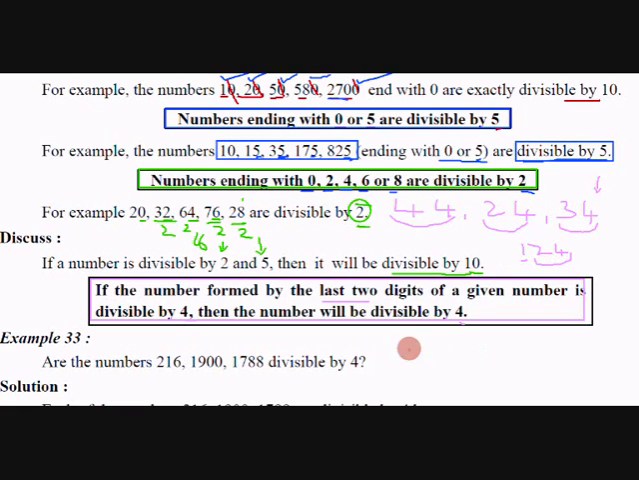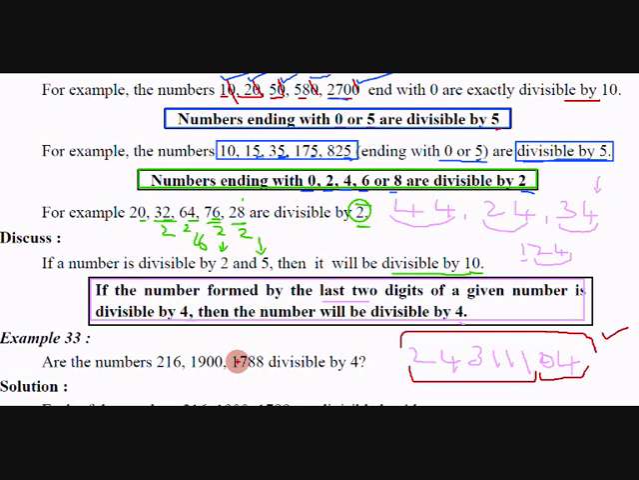If there is a number like 2, 4, 3, 1, 1, 1, 2, 0, 0, 4. If that is the number, right? These last two digits, 0, 4, is divisible by 4. So you don't have to divide and see. Hence this entire number is divisible by 4. Okay, that is the idea.